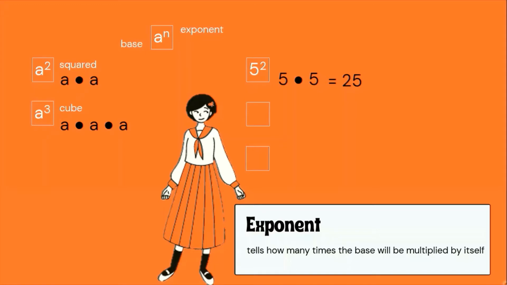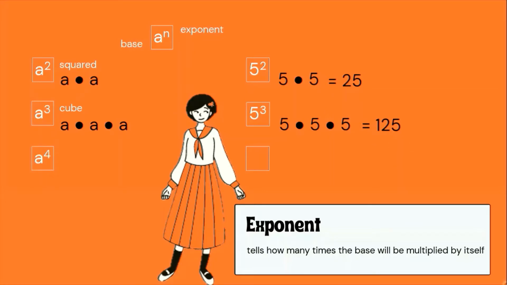Magbigay tayo ng value ng a. Say for example, a is equal to 5. What is its value? Magiging 5 cube. So, ang 5 ang ating base, multiply natin siya sa sarili niya ng 3 beses. 5 times 5 times 5. Ang sagot ay 125. Dahil 5 times 5 ay 25. 25 times 5 ay 125. So, ang value nitong ating a cube, if a is equal to 5, ay magiging 125.